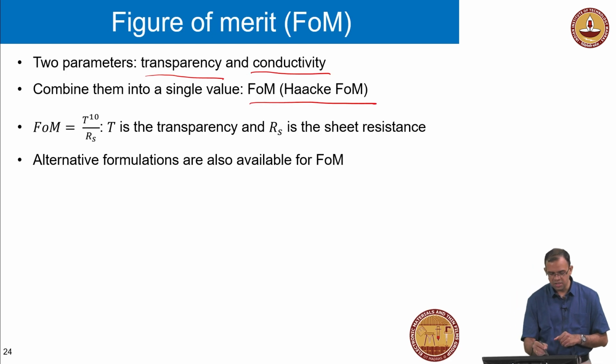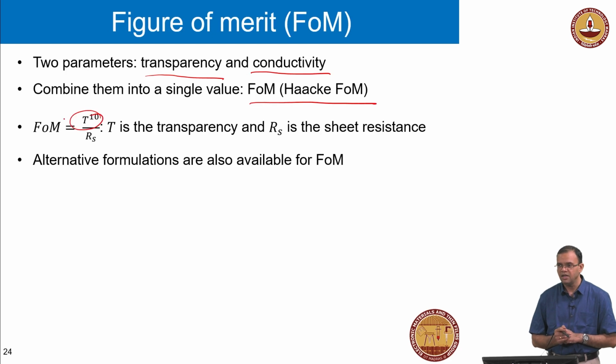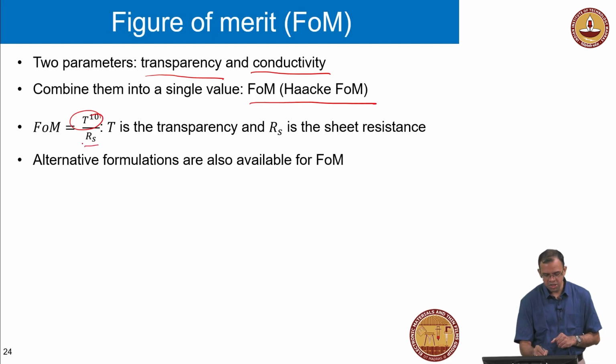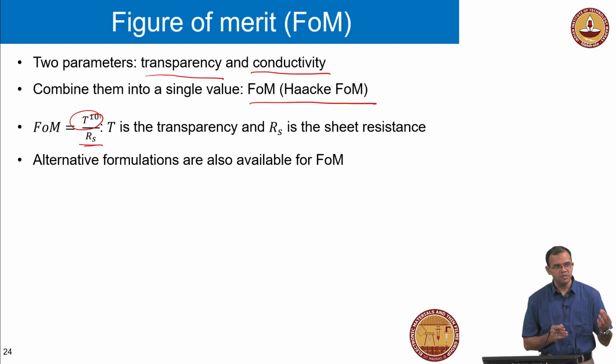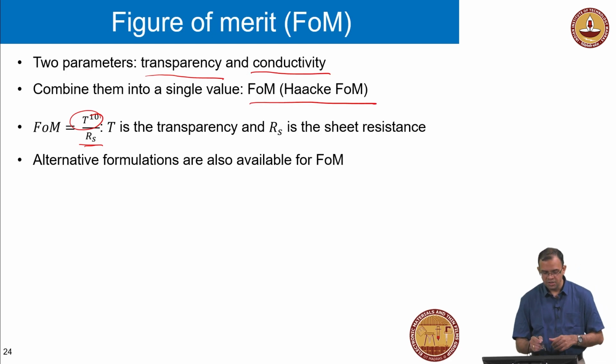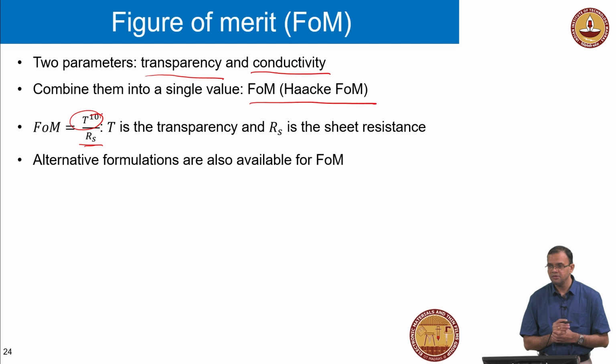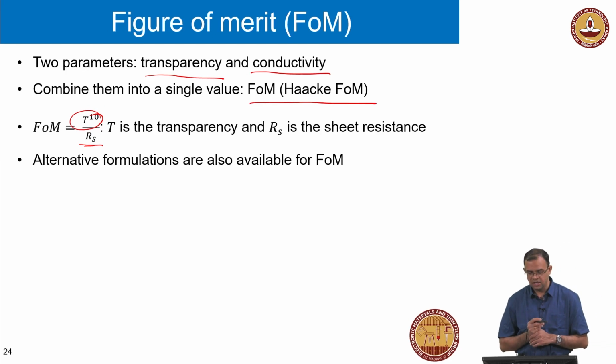So this is nothing but the transparency raised to the power 10 divided by the sheet resistance. So if I have a film, I do UV visible spectroscopy, I know the transparency. I measure the sheet resistance, so I know RS. So T to the power 10 divided by RS gives me a figure of merit.